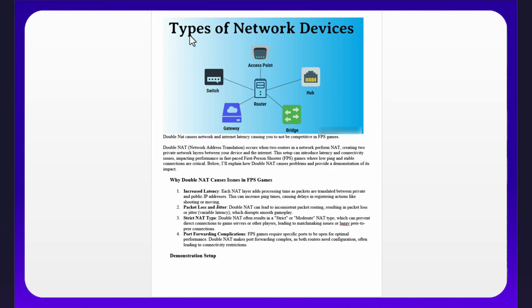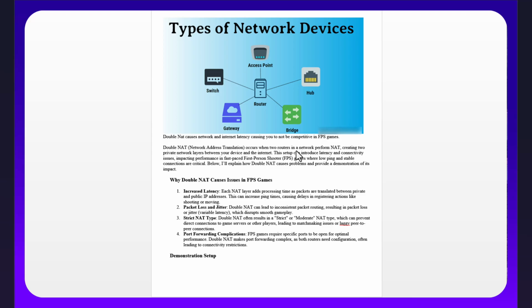Now, I have a picture here. It says types of network devices that you have in your home. You could have a gateway, you can have a router, you can have a hub, access point, switch, bridge, etc. However, most of you, because anything other than a router or a gateway takes a little bit of networking knowledge to know how to use, why you would want to use them, and how to properly set them up in your home. So let me explain what double NAT is.